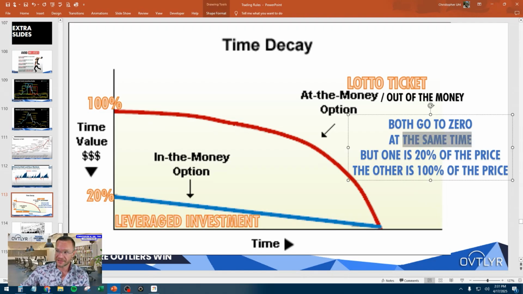Both go to zero at the same time. But one is starting with 20% of the options price. The other is starting with 100% of the options price. So fantastic question. Really appreciate you. I hope that answer was good.